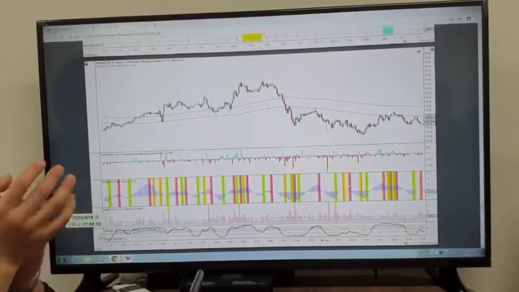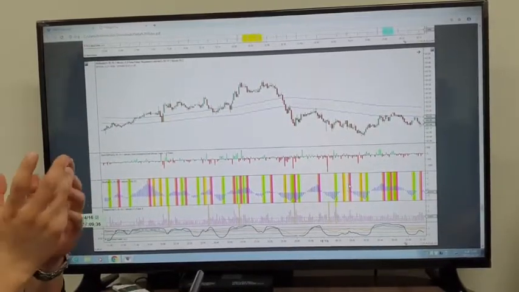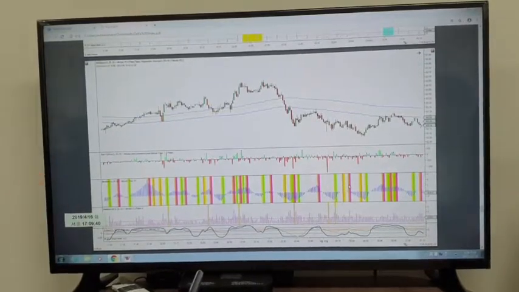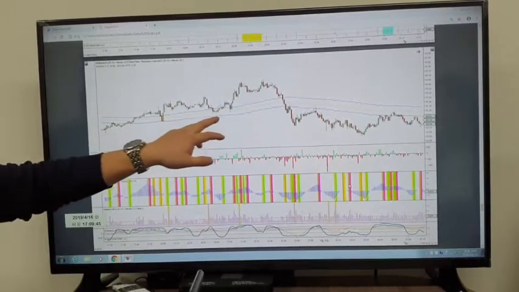So my system uses basically two signals. One is the price, another is volume. So this is the price signals. So this is the oil market from yesterday.